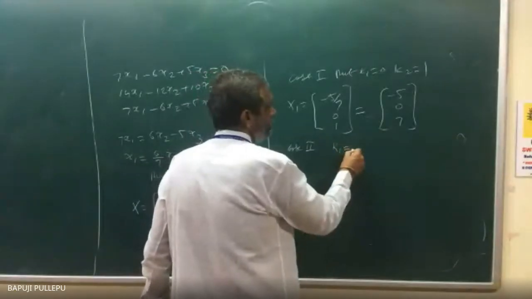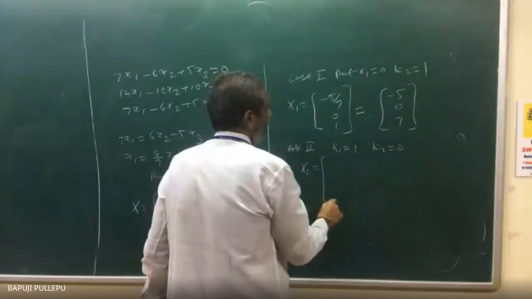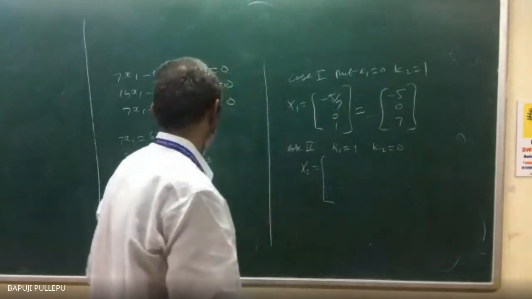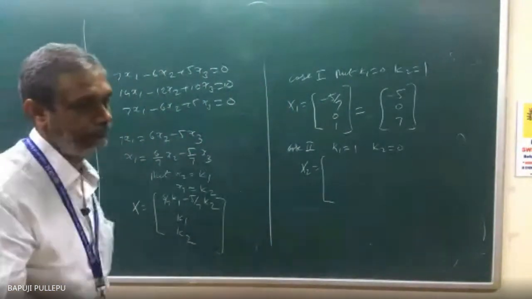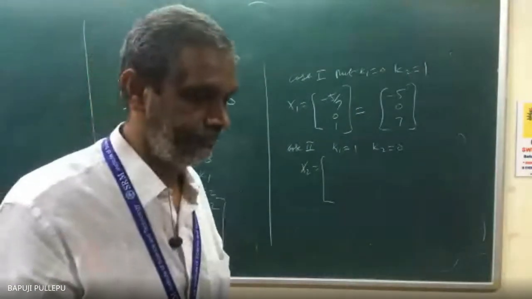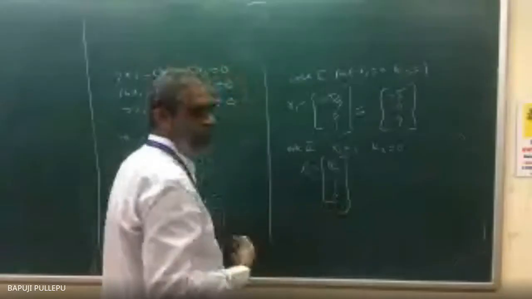What is case 2? K1 is equal to 1, K2 is equal to 0. Very good. Now my x2 will tell me what it becomes. Come here and substitute here. What will you get? 6 by 7, 6 by 7, 6 by 7, 1, 1, 1, 0, 0, 0. Now this whole fellow multiply by 7. What will you get? 6, 7, 0.